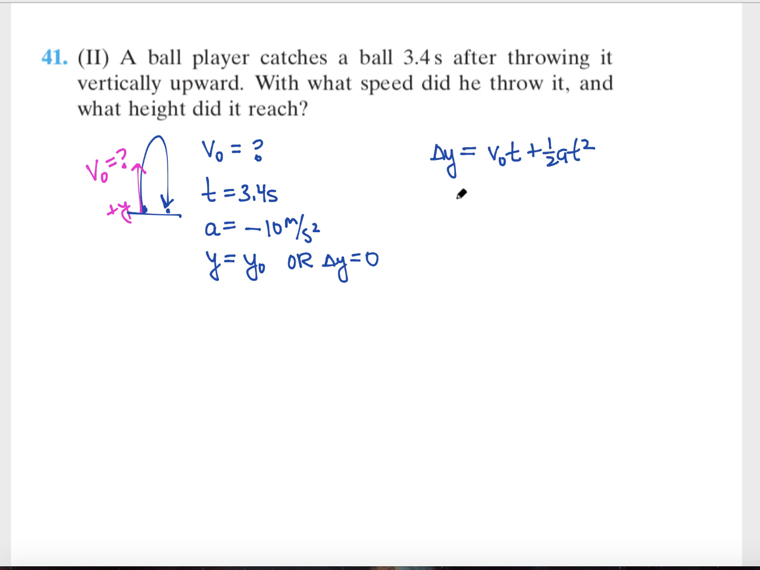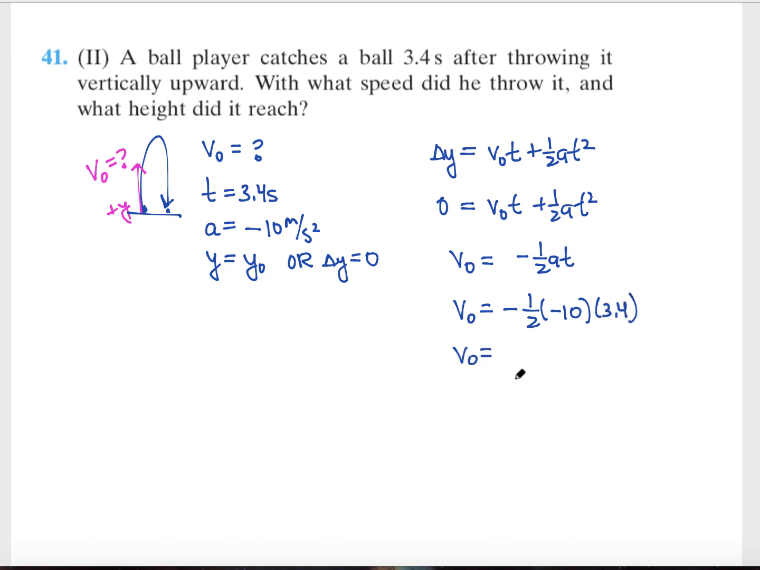If I solve for v naught, we'll plug in the 0 first. So I have 0 equals v naught t plus 1/2 a t squared, and I'm solving for v naught. So I'm going to subtract the 1/2 a t squared, so I have negative 1/2 a t squared, and then I'm going to divide by t. So one of my t's cancels out, and I just have negative 1/2 a t. So v naught must be negative 1/2 times my negative 10 acceleration times my 3.4 seconds. So what initial speed did I throw it with?